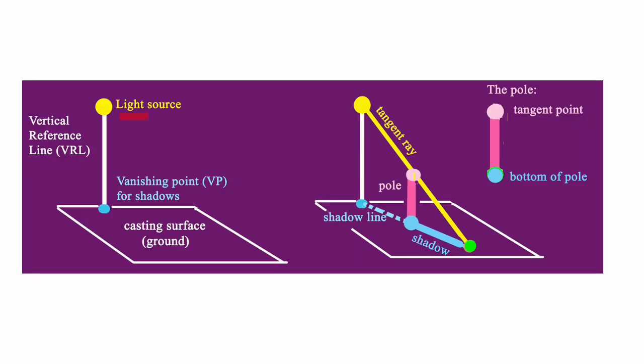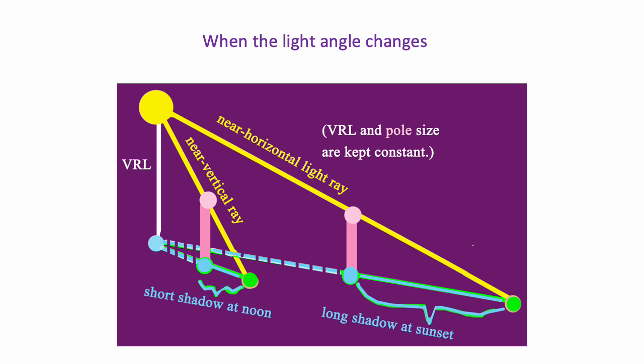To connect the light source to the casting surface, we need the vanishing point for the shadows to be on that casting surface. The light and this vanishing point always have a vertical relationship with each other. If the light ray is nearly horizontal, then we get a long shadow, which is typical of sunset. If instead it's more vertical, then we get a short shadow, which is typical of noontime.